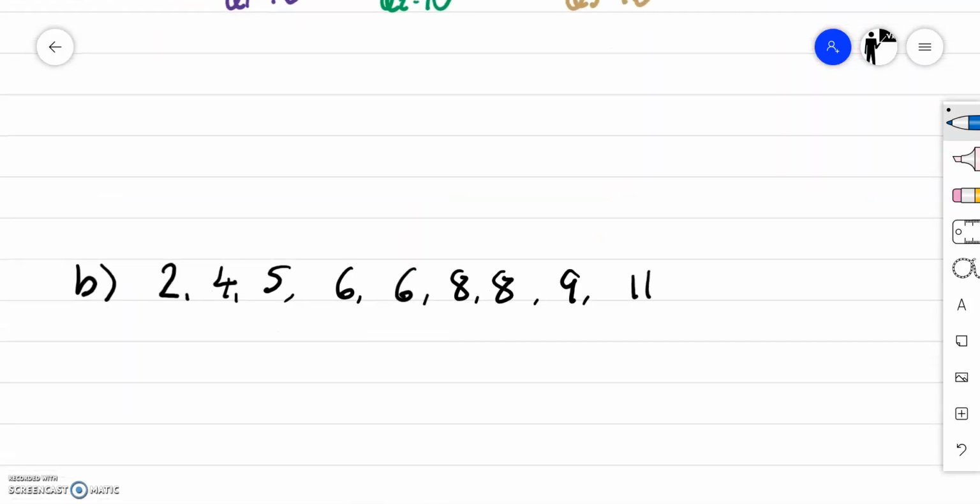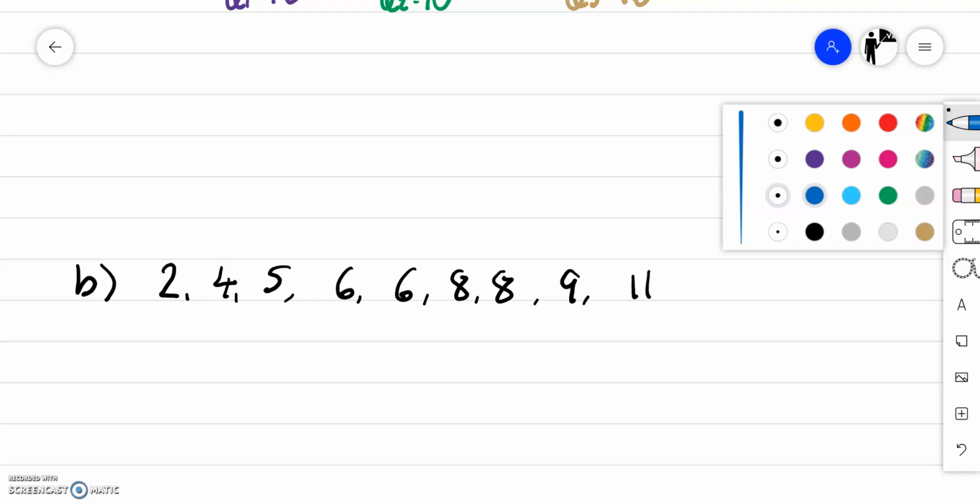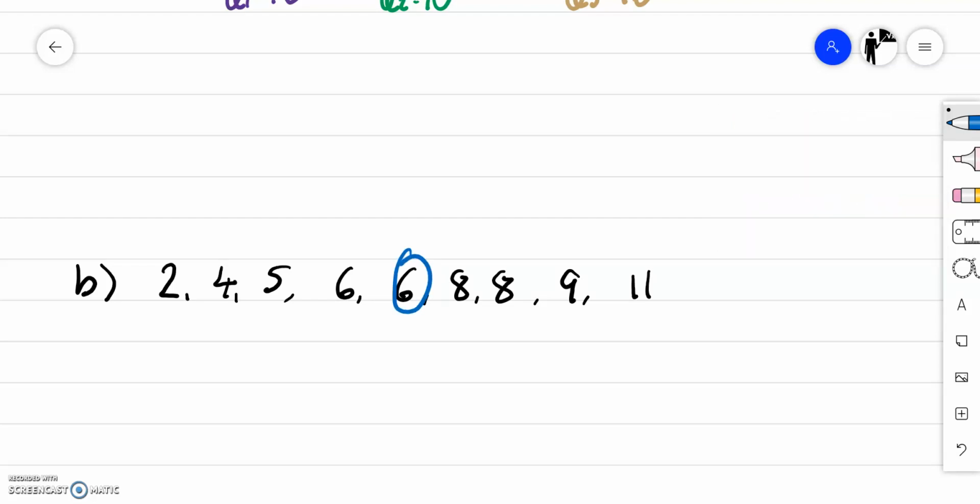Right, another example. Once again, this is ordered already, which is nice. So we want to find the median to start off with. So 2 and 11, 4 and 9, 5 and 8, 6 and 8, 6. So this is our median.